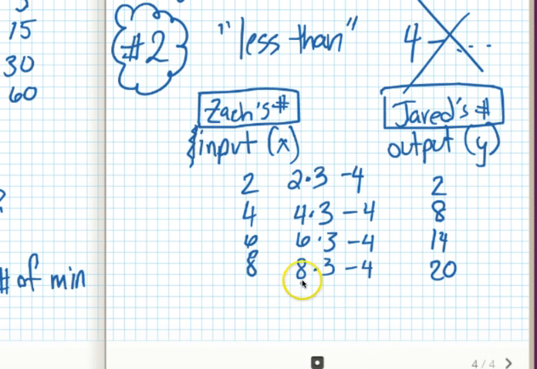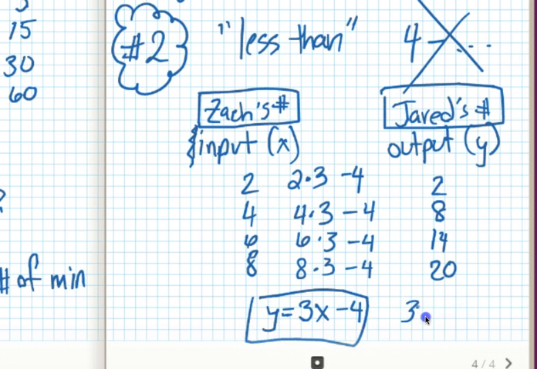What are we doing? We're taking Zach's number, x, multiplying it by 3, and then subtracting 4. And what is that equaling? That's equaling y. Now you could write 3x minus 4 equals y. That technically means the same thing. They're both equal, but we usually see the y written on the left-hand side. Since it doesn't really matter where you put the y, let's just put it on the left, since that's where you'll typically see it. So Jared's number of trophies is equal to 3 times Zach's trophies minus 4.